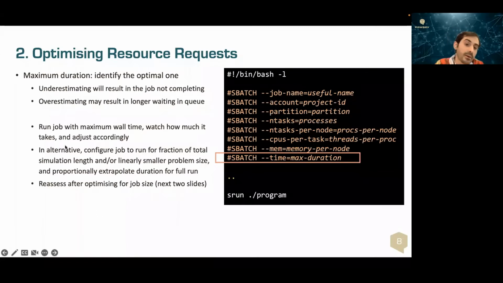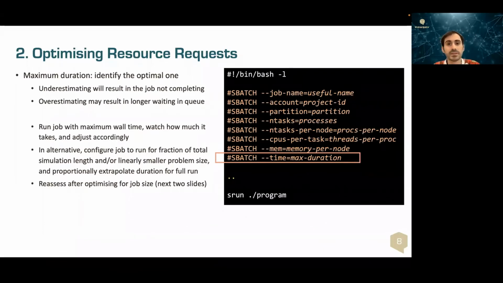So you can play it in a couple of ways. You could run your job with maximum wall time for the first time, see how much it takes, and then adjust the subsequent runs accordingly. Or alternatively, you can configure a job to just run for a fraction of the total simulation length.